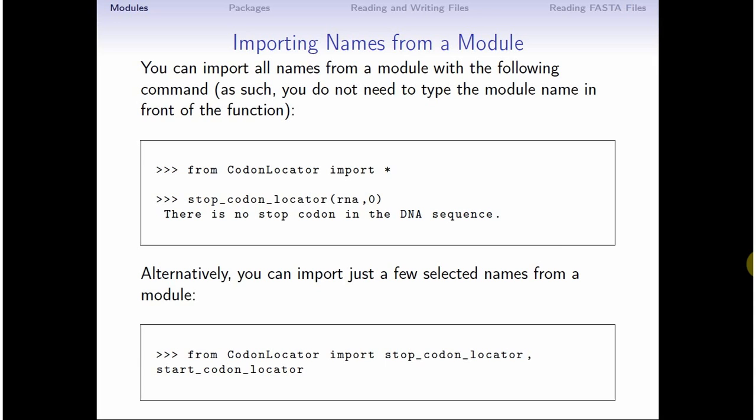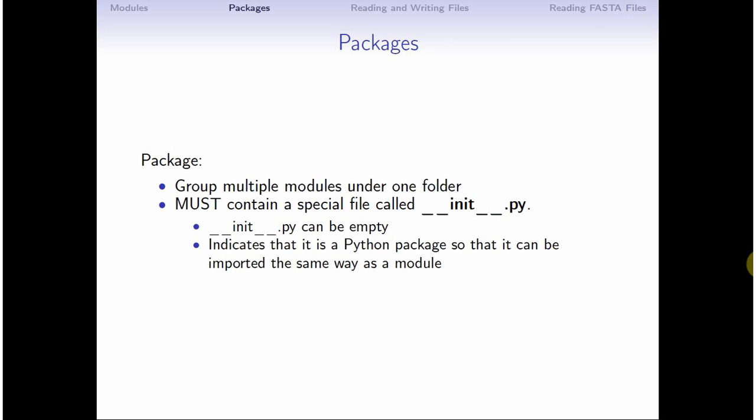Okay, so you can import all the names from a module by the following command: from codon locator import star, you put a star. After that, as long as you write down a function, because you imported everything inside already, you can use the function freely. Or if you want just selected names, you can write from codon locator import stop codon locator, and the start codon locator. Up to you.